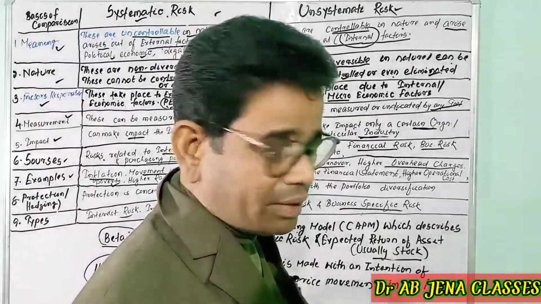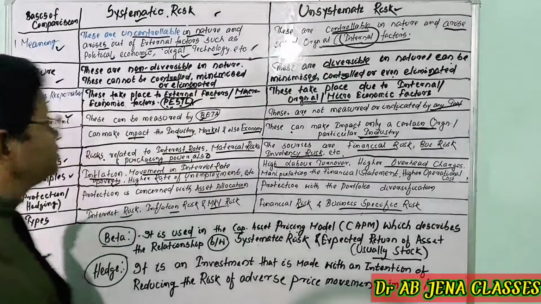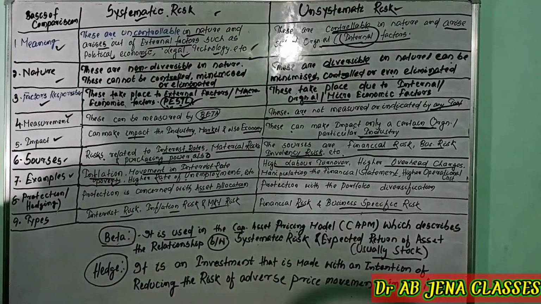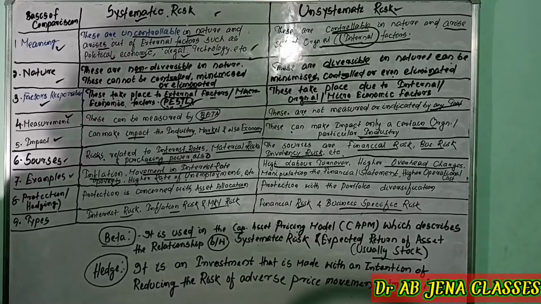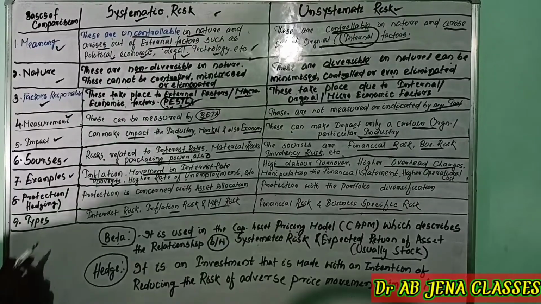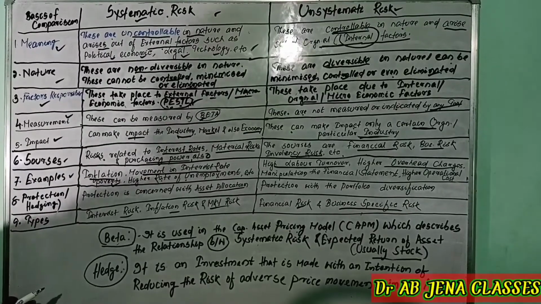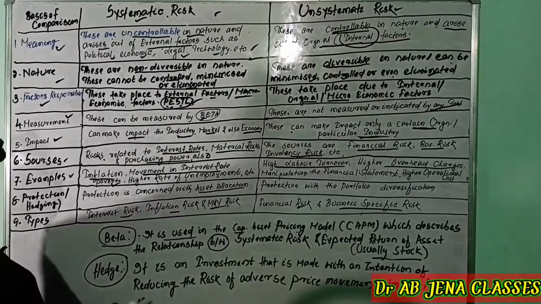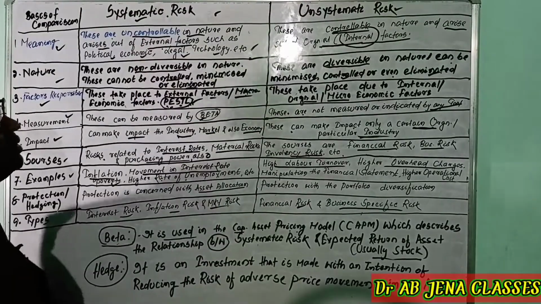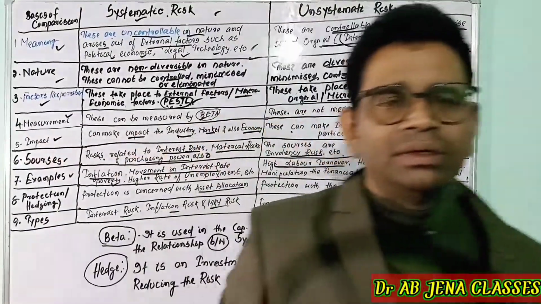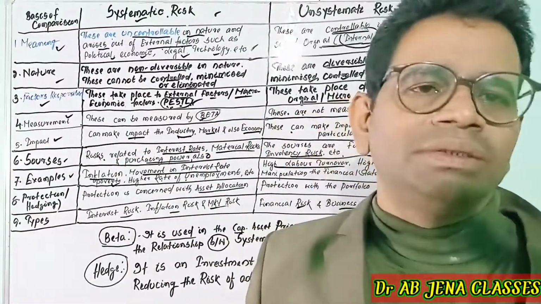Dear friends, you can take a screenshot of this discussion of the bases of comparison. There are 9 bases of comparison. By keeping these 9 bases of comparison in mind, you can easily compare or distinguish between systematic risks and unsystematic risks. Dear friends, this is all about today's discussion.